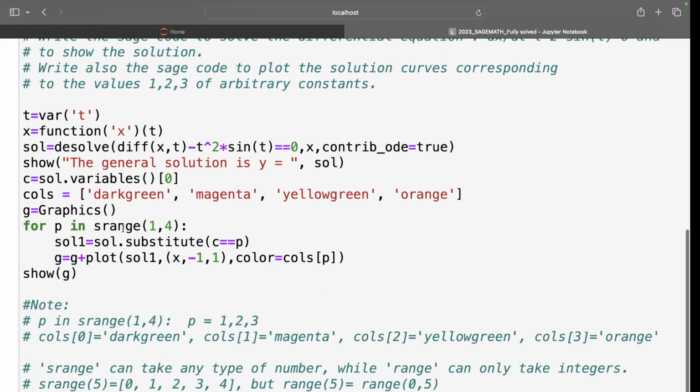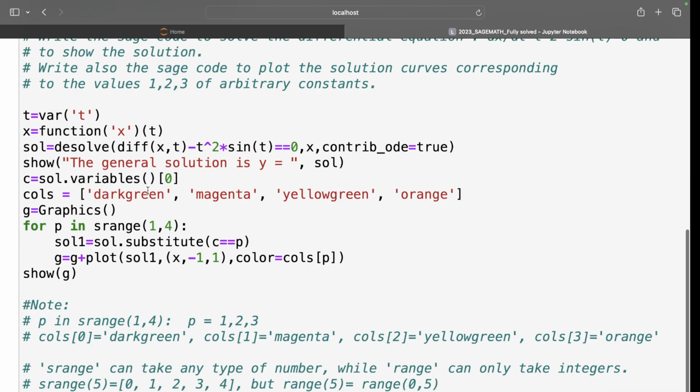So here, for P in range, this solution 1 equals solution dot substitute C equal to P. This C is the variable, so put C equal to P and G equal to G, plus plot solution 1, with the range of x from -1 to 1 and color is colors P. Actually, colors is this colors list. Here we give a list of colors.